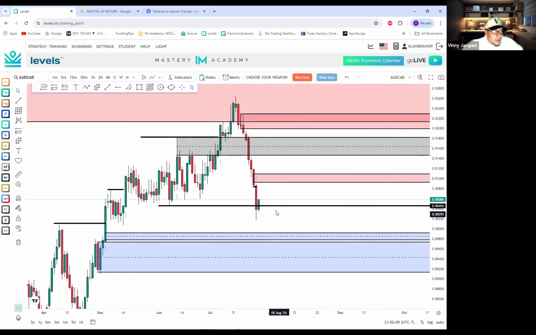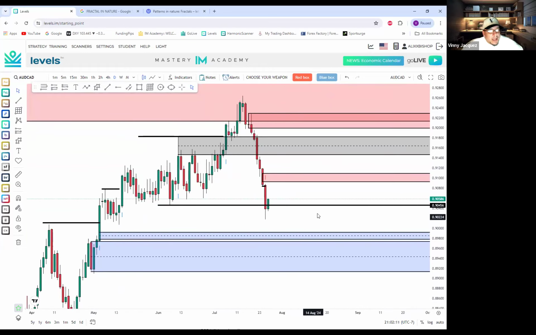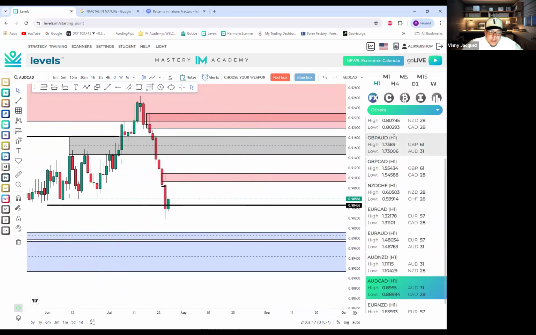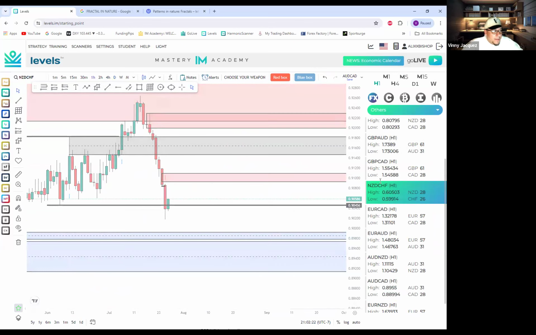All right. Again, guys, we probably won't even get moving off this until like the end of next week, just because AUD CAD moves slow. But again, it is what it is. This is a trade setup we could look forward to in the future.